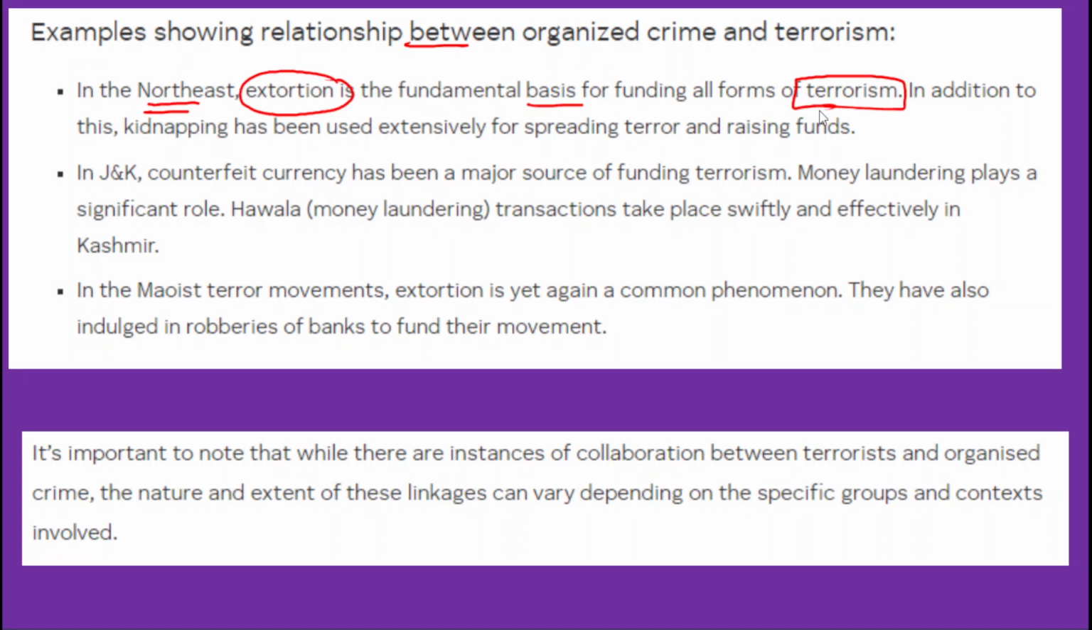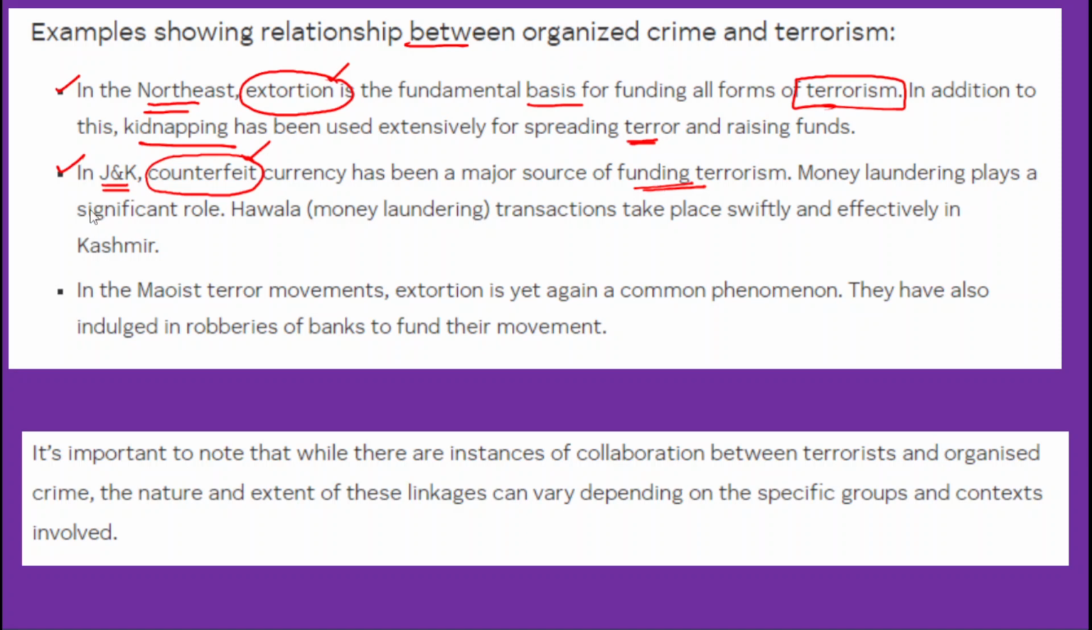Okay, so extortion of money has been financing the insurgency activities. In addition, apart from extortion, we also talk about kidnapping. Okay, and even terror funding and spreading of the terrorist ideology has also been taking place in the Northeast. So this is the first example, and the second example we need to talk about is Jammu and Kashmir. Counterfeit currency is a major challenge that security agencies or intelligence agencies have been facing, because counterfeit currency is being used for funding terrorist activities.